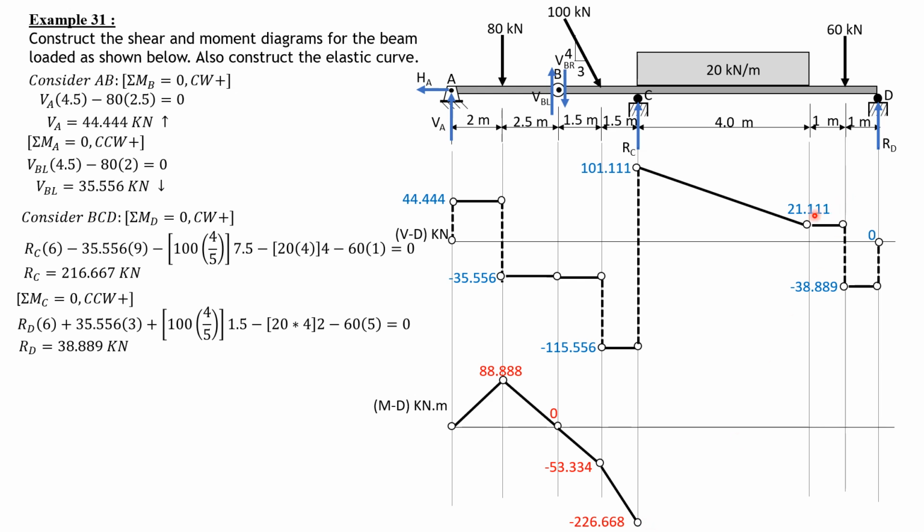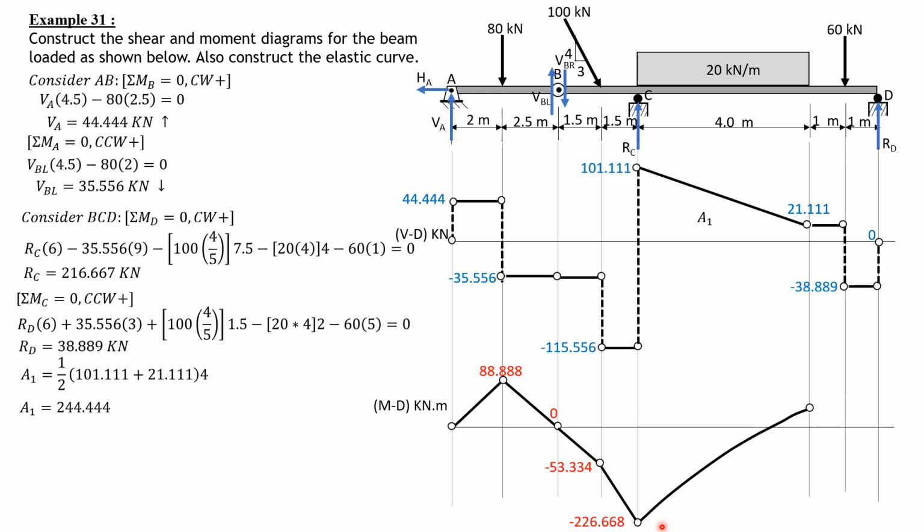226.668, and plus the area of the trapezoid, you can easily compute that. 1/2 of quantity 101.111 plus 21.111 times 4, then add it to negative 226.668. So area is 1/2 of 101.111 plus 21.111 times 4, so that would be 244.444 plus negative 226.668. That's positive decreasing, so the curve will look like that, and the result here is positive.